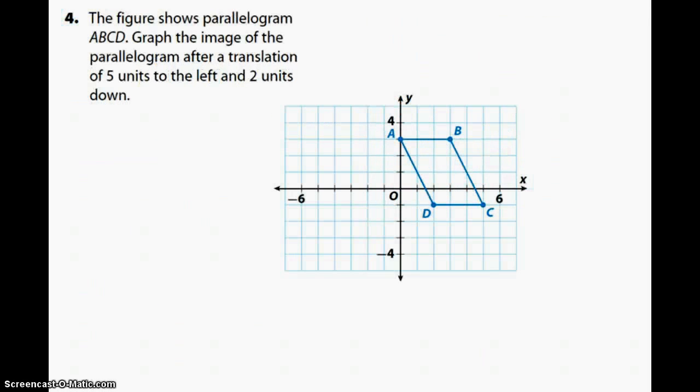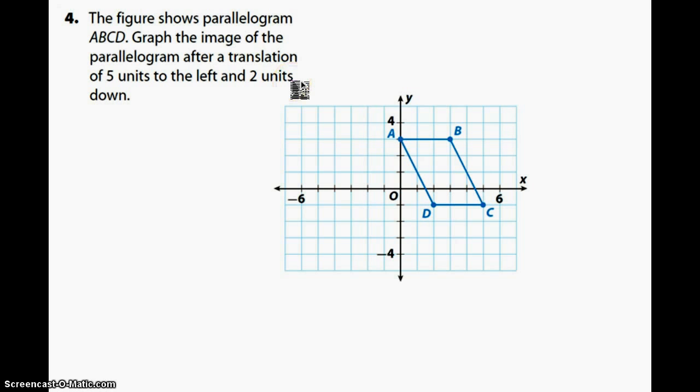Okay, here's something for you. If you would, go ahead and stop this video and take a look at this parallelogram. Of course, we know that a parallelogram means that we have two parallel sides. So AD is parallel to BC, and AB is parallel to DC. It says graph the image of this parallelogram after a translation of 5 units left and 2 units down.